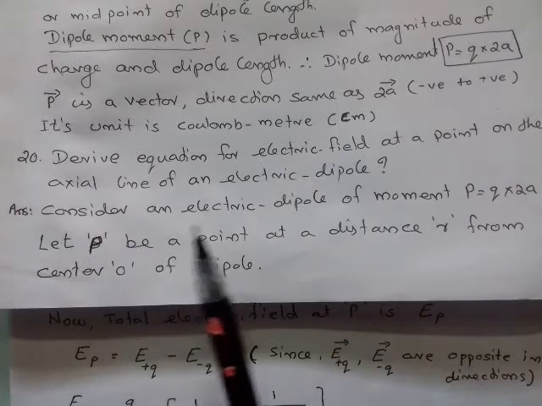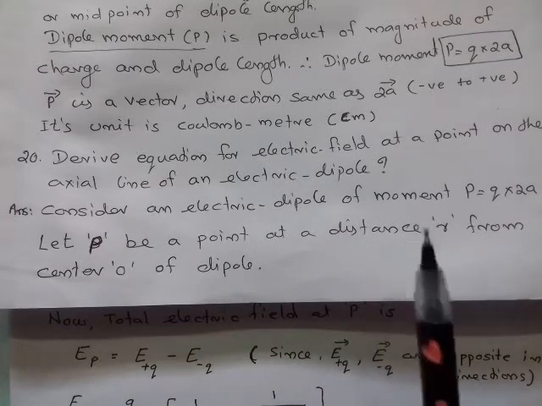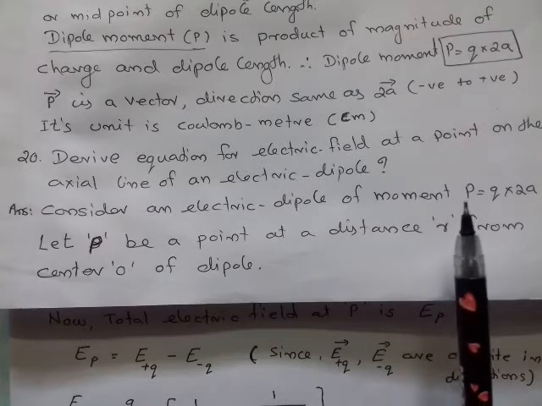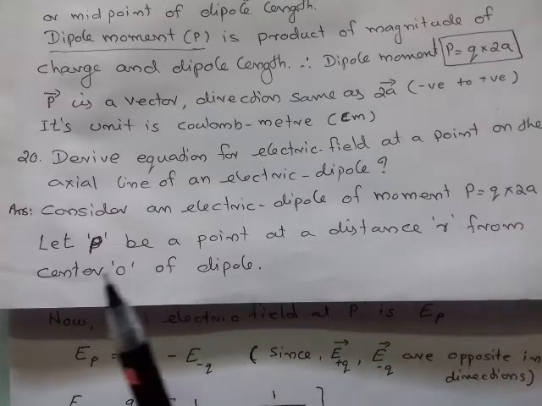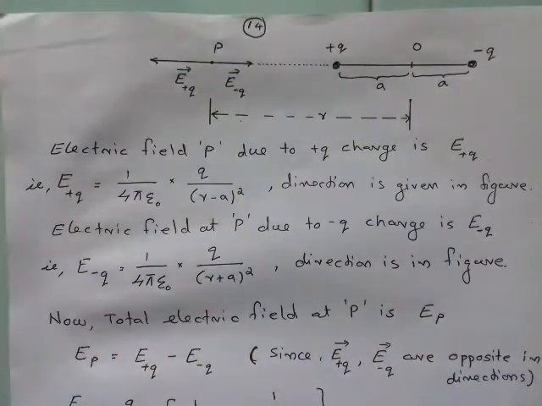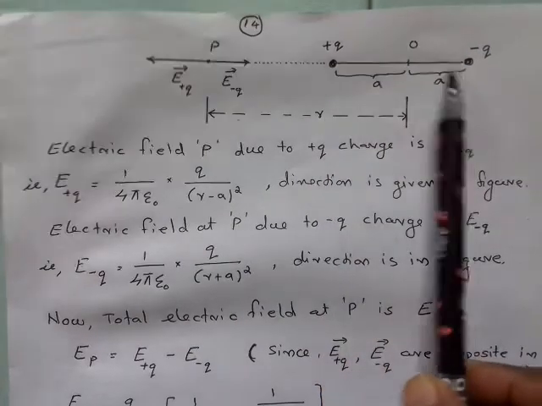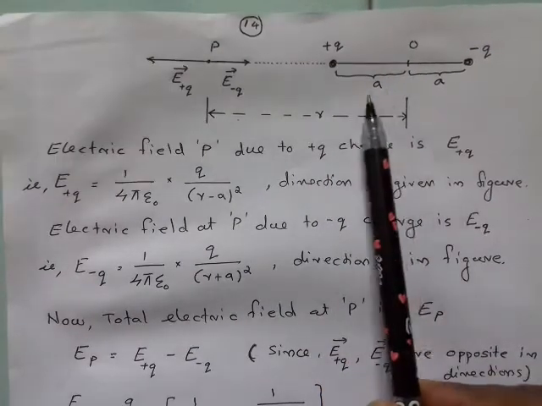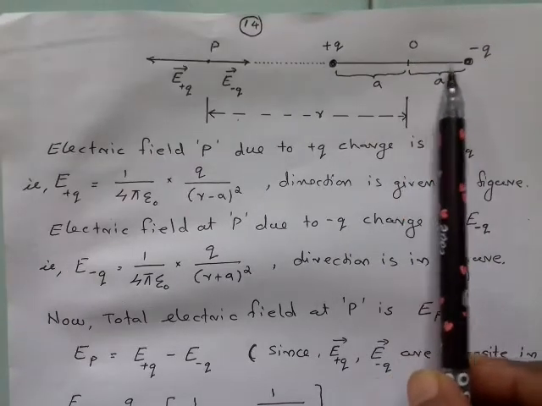For that we need to consider an electric dipole, and this electric dipole is having an electric dipole moment P equal to charge into dipole length. So let us consider a point P. So this is an electric dipole, plus Q charge, minus Q charge separated by a distance 2a. The center of the dipole is O.